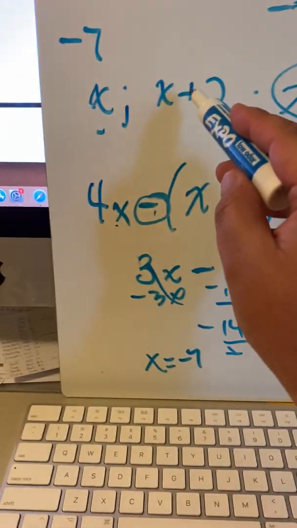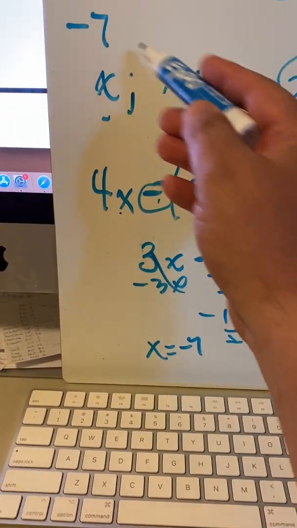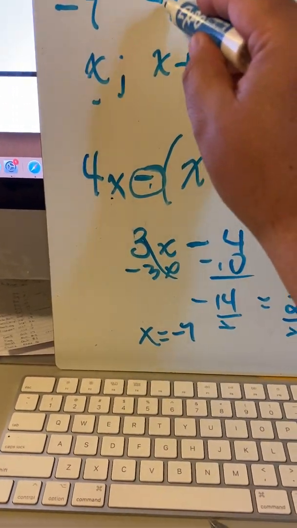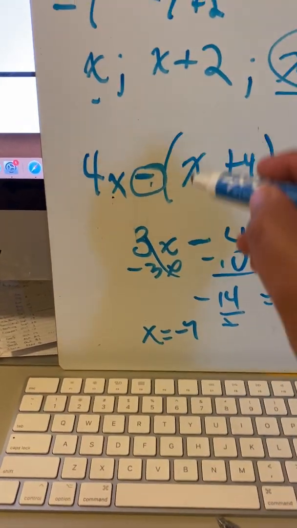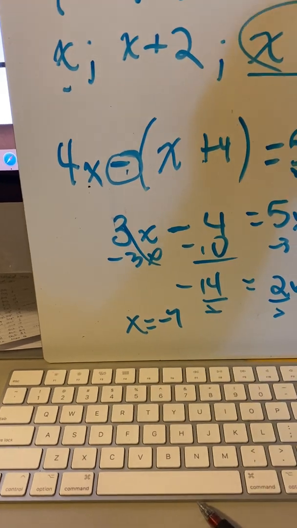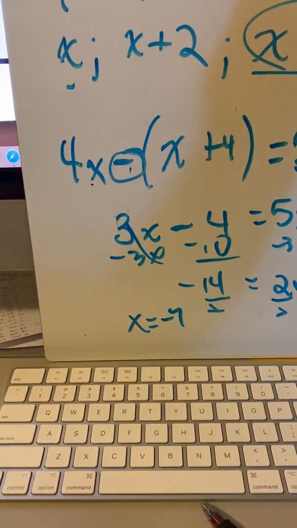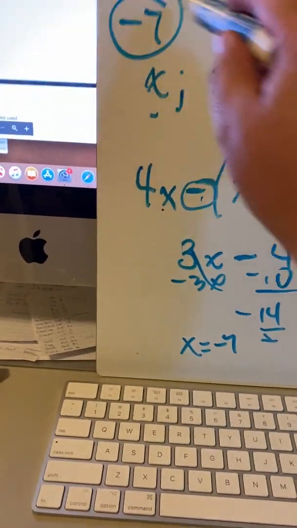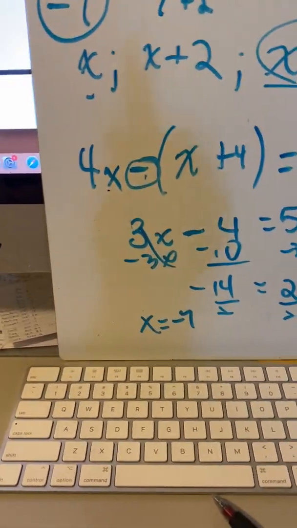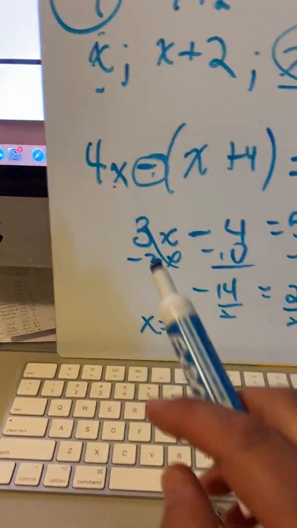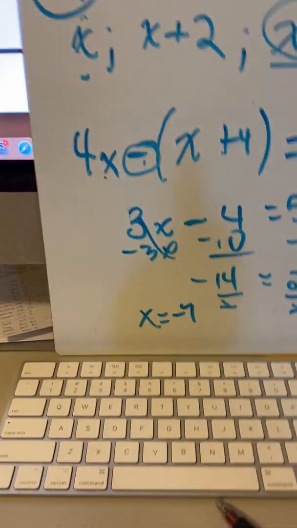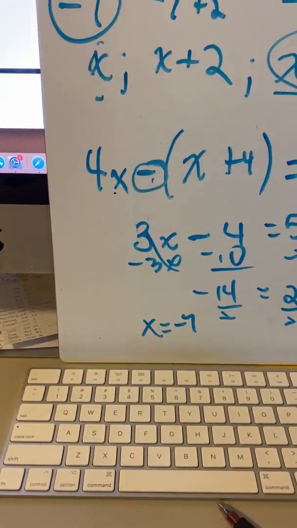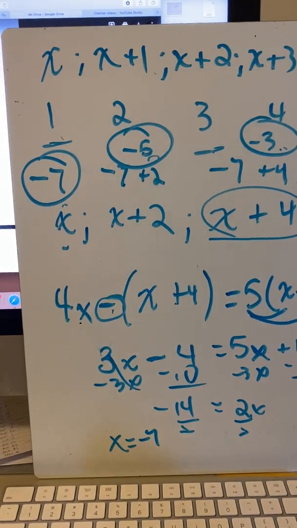The second integer is 2 more than that. Negative 7 plus 2. That's negative 5. The next one is negative 7 plus 4, which is negative 3. Negative 7, negative 5, negative 3. 3 consecutive odd integers. It worked. Okay.